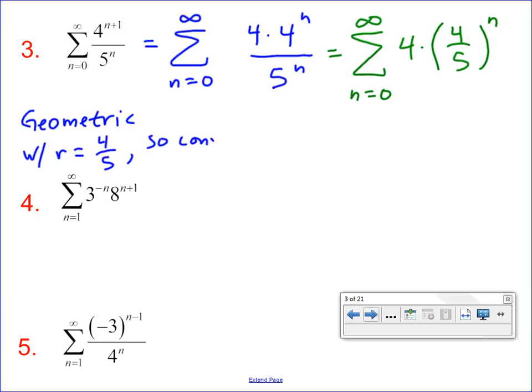So it converges to, and it looks like n equals 0 is my first term. When n equals 0, 4 to the 0 plus 1 is 4. Over 5 to the 0 is 1, so I'm getting 4. Are you getting 4 for your first term?